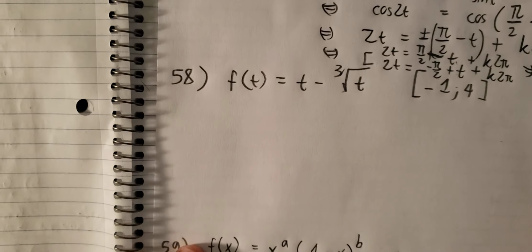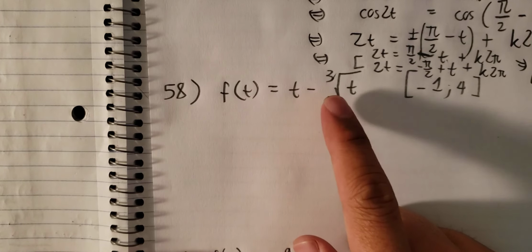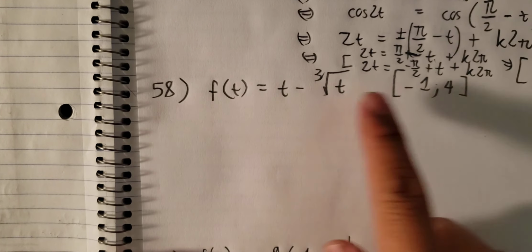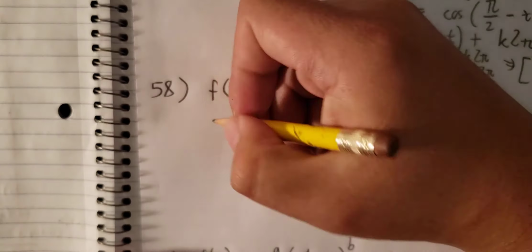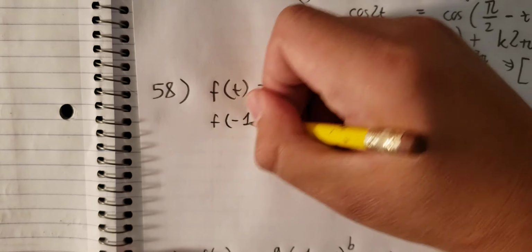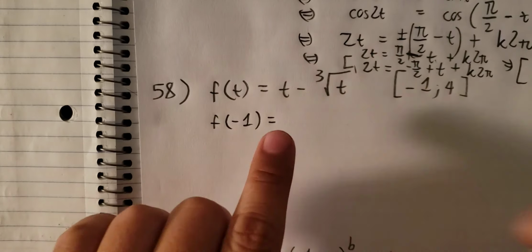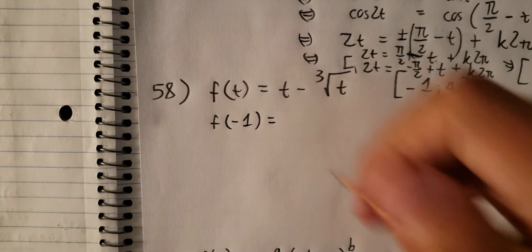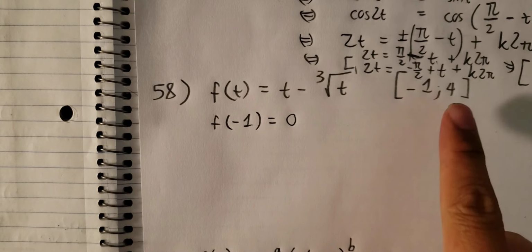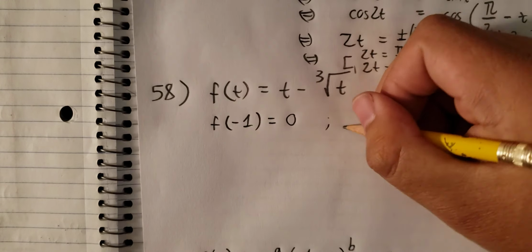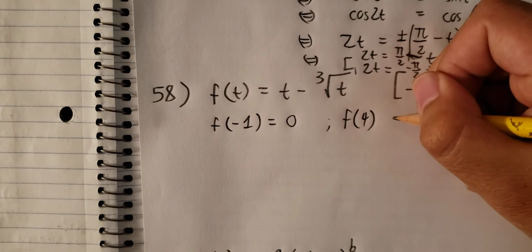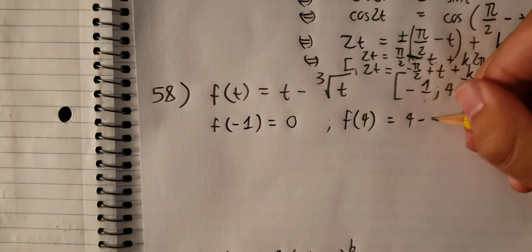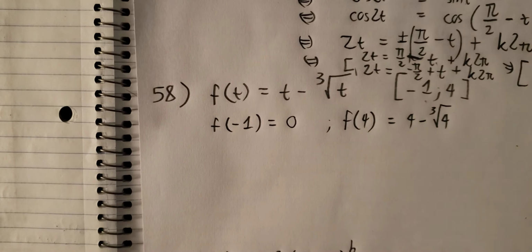Question 58. We have t minus cube root of t here. You plug the numbers minus 1 and 4 into this function, and you get 0 at the first endpoint, and at the number 4 you get 4 minus the cube root of 4.